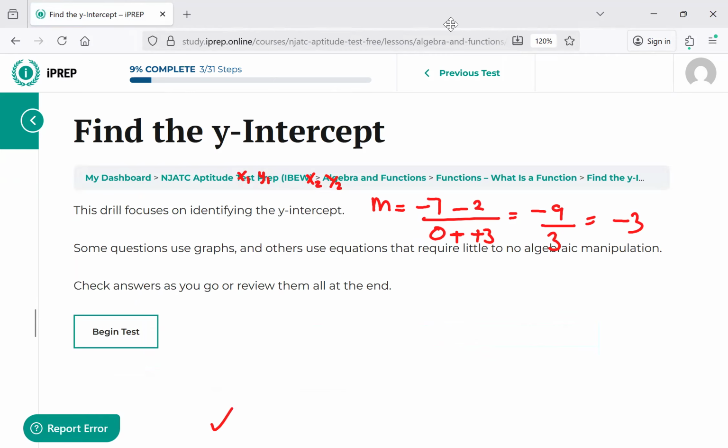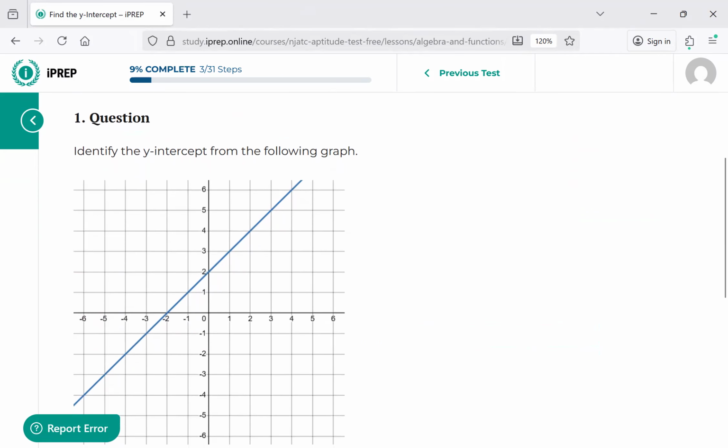Okay, let's talk about y-intercepts in linear functions. So what is the y-intercept in a linear function? It's always on the y-axis. So this is your x-axis, this is your y-axis. Your y-intercept can be anywhere on this vertical line, right? Here it looks like it's at 2. It can also be negative, that's fine. But as long as it's touching this vertical line, you have a y-intercept.